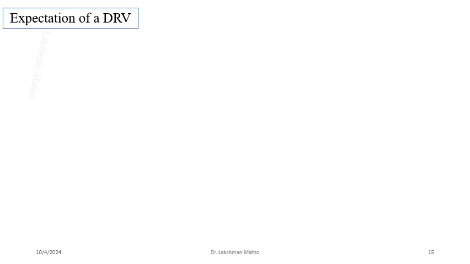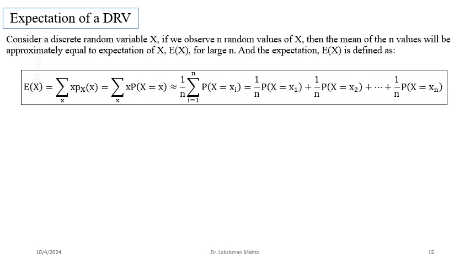Apart from knowing the value of a random variable and its distribution, we will define here expectation, or average. So consider a discrete random variable x, and suppose we observe n random values of x. x may have more than n values, so we are just observing n. Then what would be the mean of those n values? We have to sum those values and divide by n. That one is the empirical average. We call it empirical average, expectation.